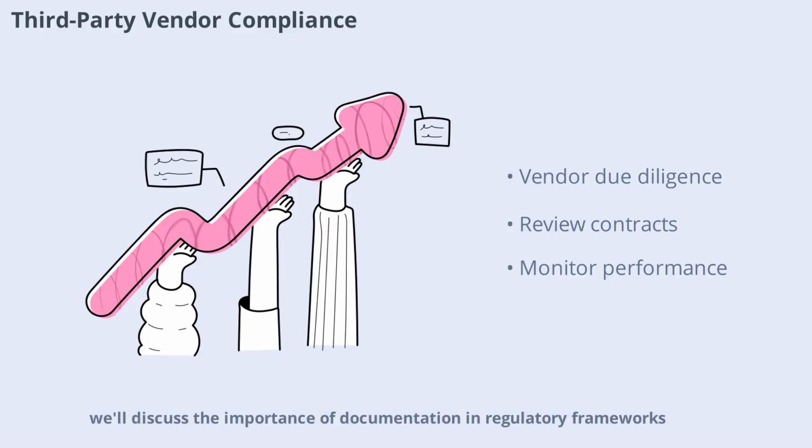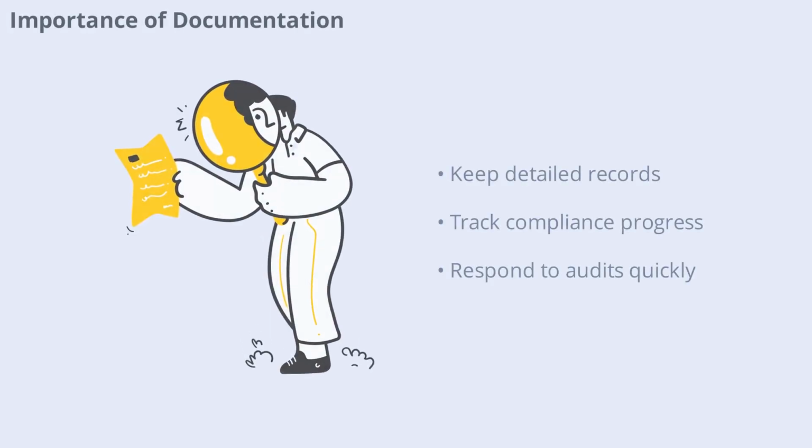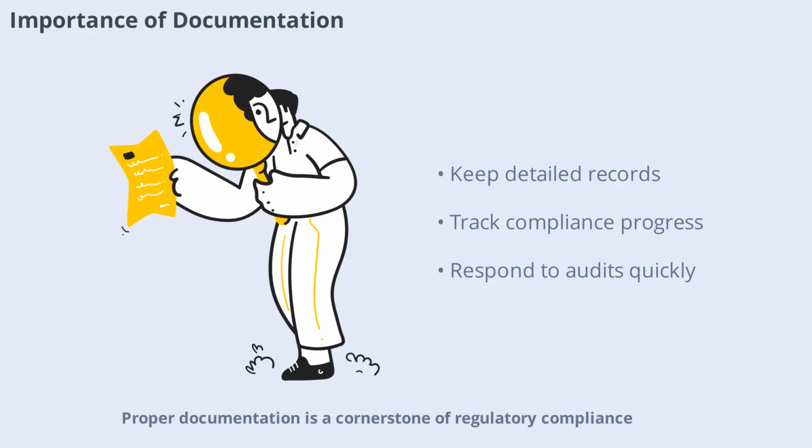Next, we'll discuss the importance of documentation in regulatory frameworks. Proper documentation is a cornerstone of regulatory compliance. Organizations must keep detailed records of security policies, risk assessments, incident response plans, and training activities. Documentation provides evidence of compliance during audits and investigations. It also helps organizations track progress and identify areas for improvement. Keeping records up to date ensures that organizations can respond quickly to regulatory requests.